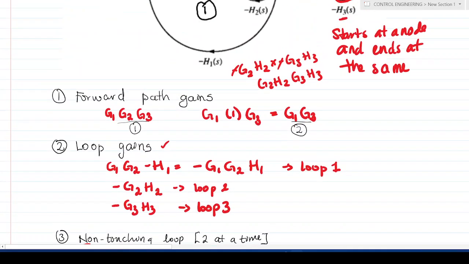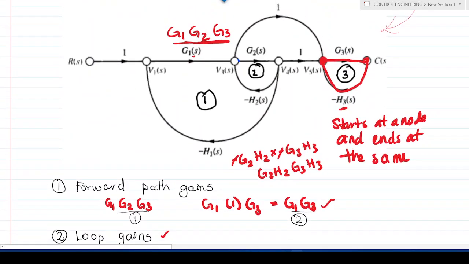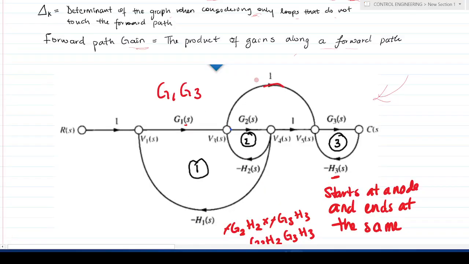Now for our second forward path, that is G1, G3. We're going to check if any of our loops touch it. So let's look at G1, G3. I will add the 1 so that we can clearly see how the loops are touching. So now our first loop, G1, G2, H1. You can clearly see that it is touching the forward path. Next, let's try our second loop, G2 times minus H2. You can see that it's touching the same node as the 1. So therefore, it is not correct.